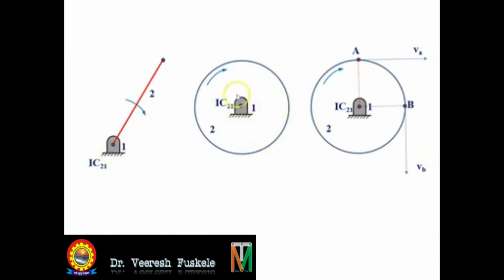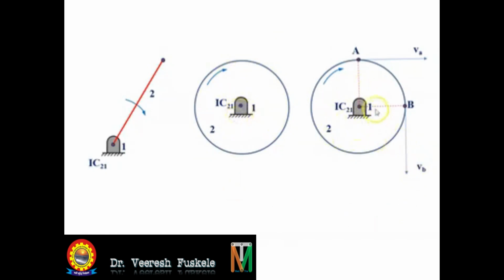Similarly, in this example, this is a pure rotation. This is also pure rotation about 1. In this example also, you can see that this circular disc is rotating about this center and this point will have 0 velocity. So this can be said as the instantaneous center.